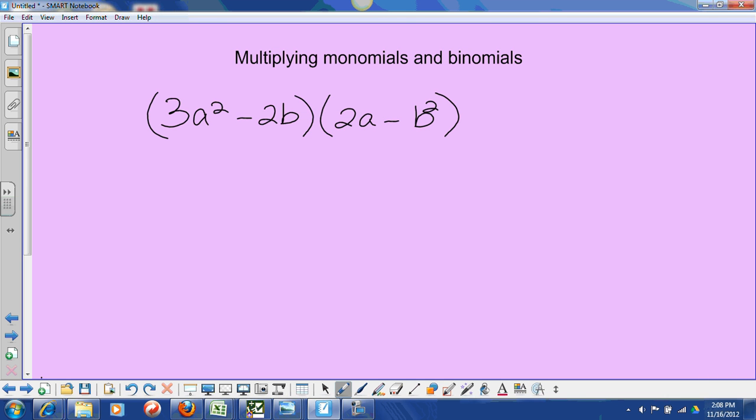Let's look at this one. I'm going to do these in different colors. I'm going to start with our F in black, just to give you a little visual here. So our first term of each of the parentheses is 3a times 2a.